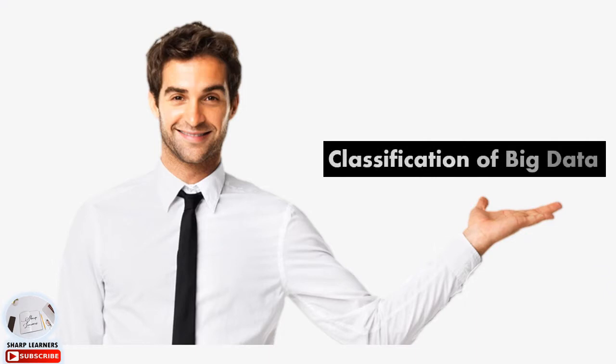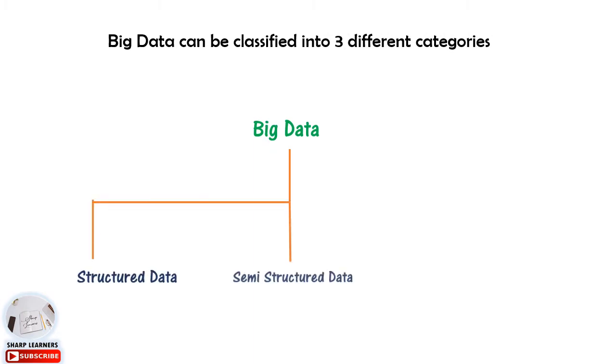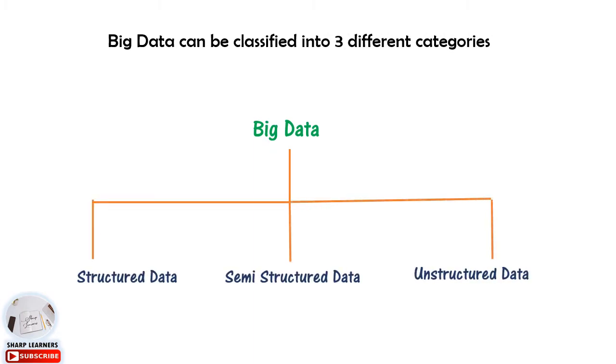The topic for today is classification of big data. So let's see in detail how big data is classified into different types. Big data can be classified into three different categories: structured data, semi-structured data, unstructured data. So let us see each one of them in detail.